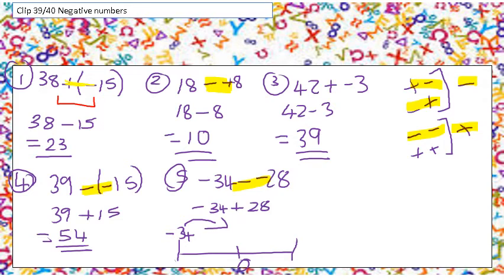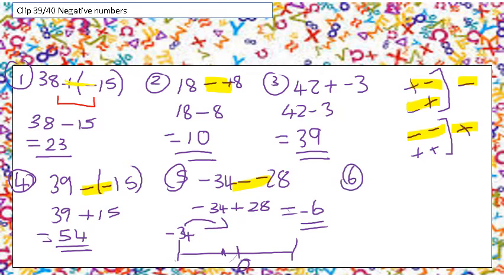If I add 28 on, well, I'm not going to reach 0, am I? Because if I added 34 on, that would make 0. So if I add 28 on, it's going to be about here. So what's the difference between 34 take away 28? That will be minus 6. So minus 34 plus 28 is minus 6.